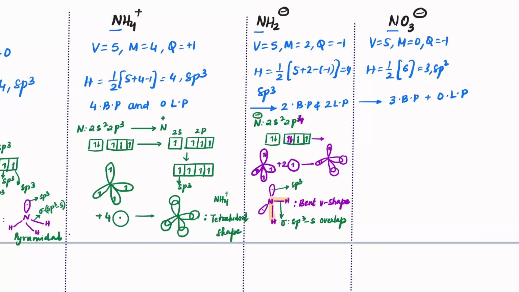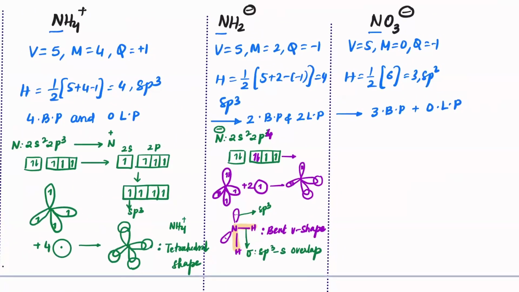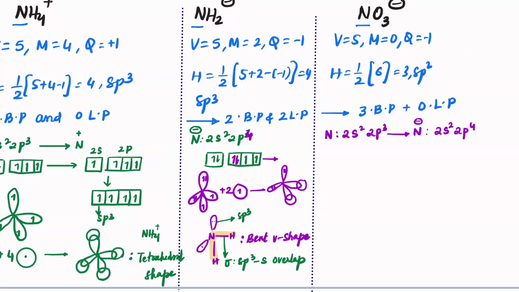Right. Now check out NO3 minus. In the case of NO3 minus, what's happening? Well, nitrogen has 2s2 and 2p3 originally. Now it has become N minus. So it has become 2s2 and 2p4. So it has 2 electrons in S and 4 electrons in P, like this.